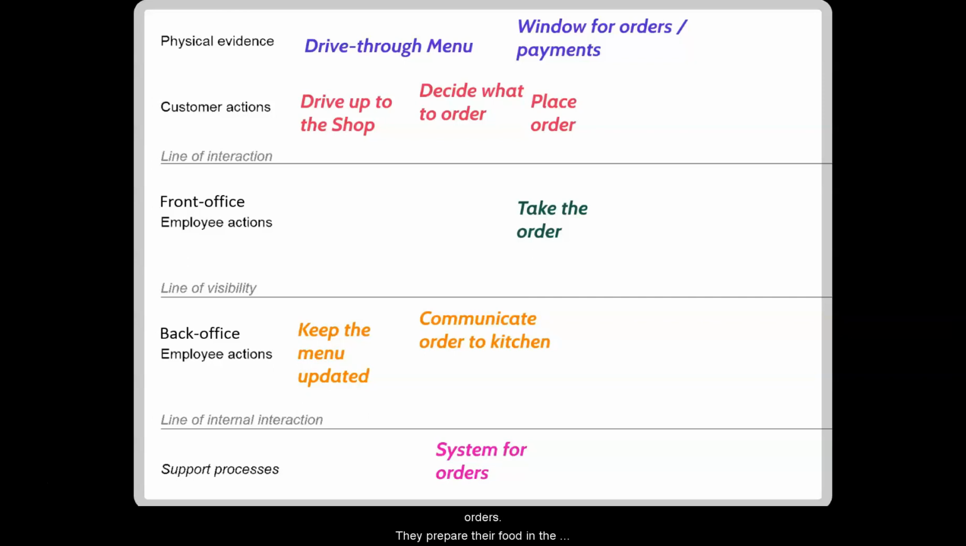So there's a system for the orders. They prepare the food in the kitchen. It's not something that's always visible to the customer. That's a back office action. What do they need? Well, they need the fryers and the equipment to do that.